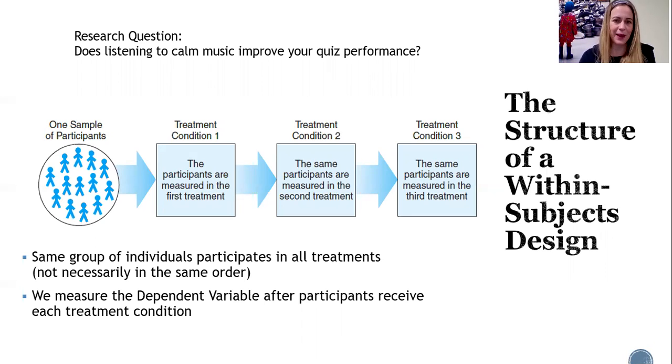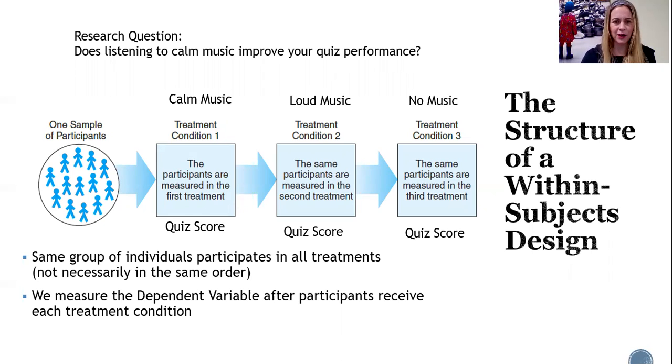So let's say we actually did this experiment and we had you guys, when you're doing your quiz, try 3 different versions of a quiz in 3 different conditions. Maybe we'd have one condition where you're listening to calm music, another condition where you're listening to really loud music, and another condition where there's no music. And you'd experience all those 3 different conditions, and you would take a test during those different conditions, and we'd look to see whether your quiz performance differed as a function of which condition you received.